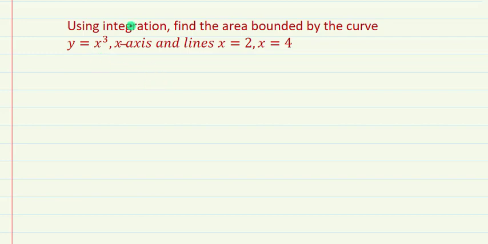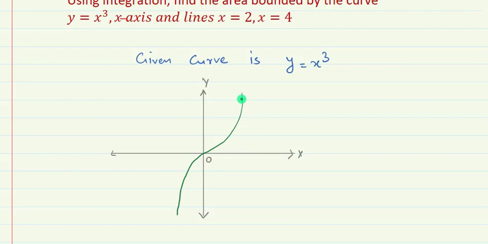So let us write given curve is y is equal to x cube, and we need to find out the area between the given curve, x-axis, x is equal to 2 and x is equal to 4. Now the next step is to draw the curve of the given function, which is y is equal to x cube. So here is the curve y is equal to x cube.